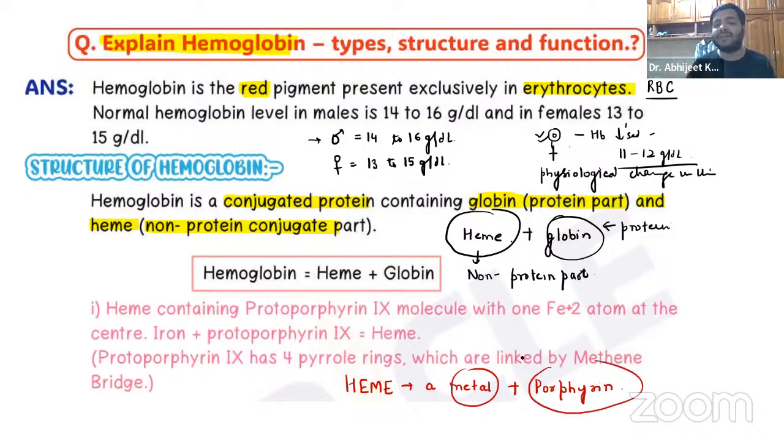What is porphyrin? I will be discussing it in a couple of minutes. But the metal, guys, just remember, is ferrous, Fe plus 2. So hemoglobin is comprised of two words, right? The heme and the globin part. The heme, basically, is a metal and a porphyrin ring. Which metal is there in the hemoglobin? It is Fe plus 2. And which protein is there? That is the globin part, right?